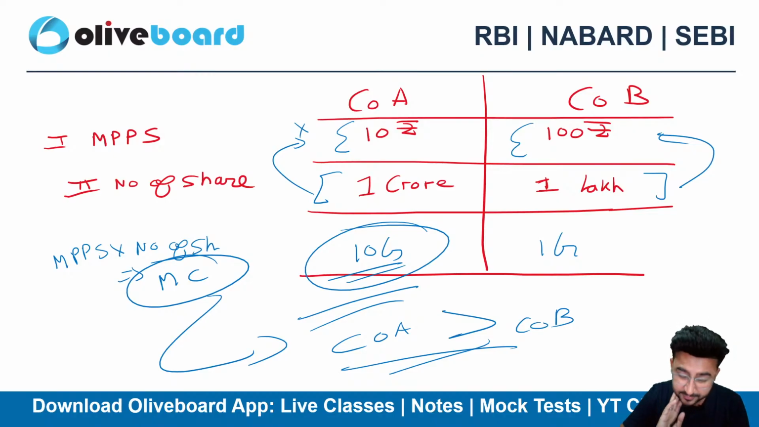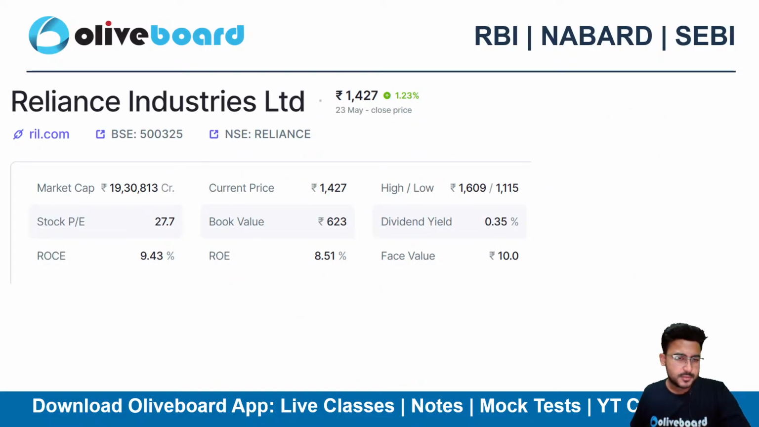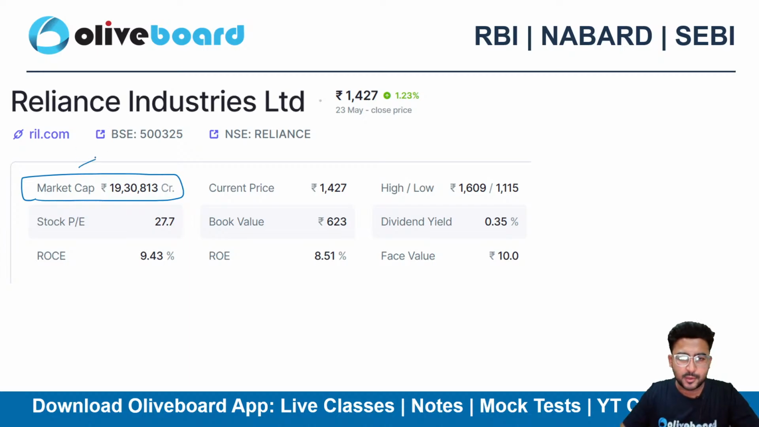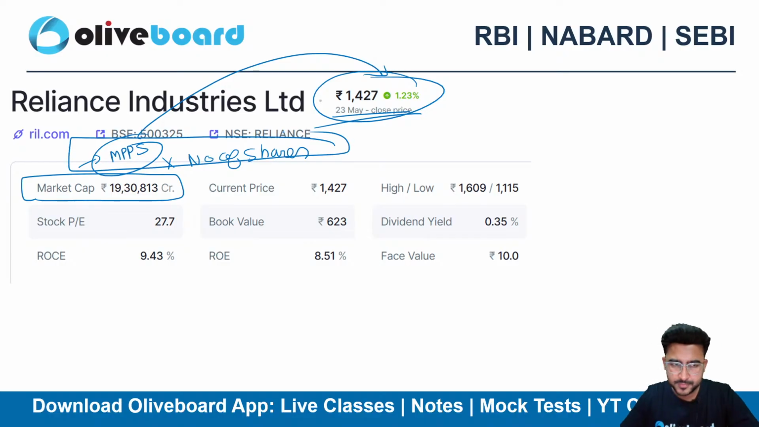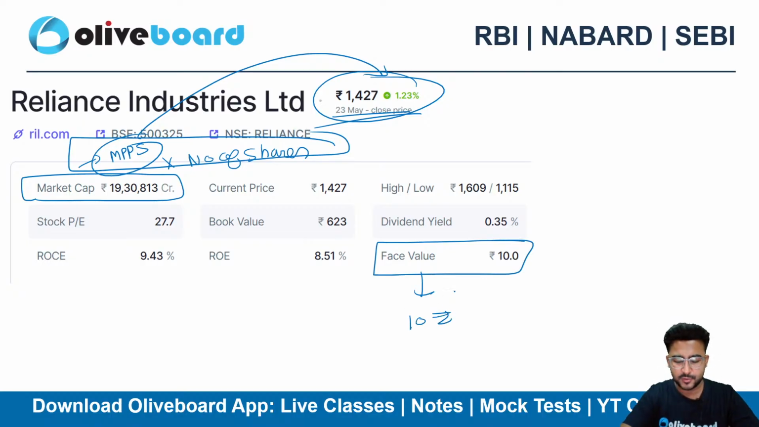Yes, even more than the GDP of many countries. That's true. So here is the market capitalization. How is this market capitalization calculated: market price per share, which is 1427, multiplied by the number of shares. That's market capitalization. Okay. I can see another terminology, face value, here. What do you guys mean by face value? 10 rupees is the face value of the share. What is the meaning of face value here? This is a per share value.